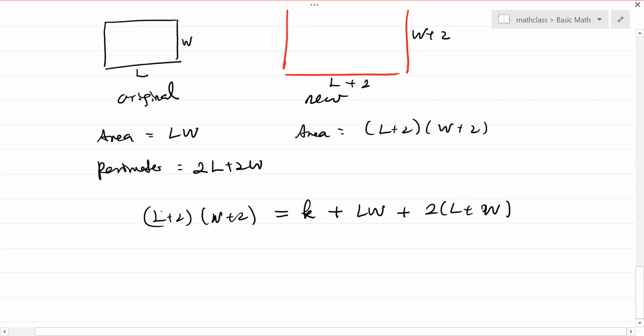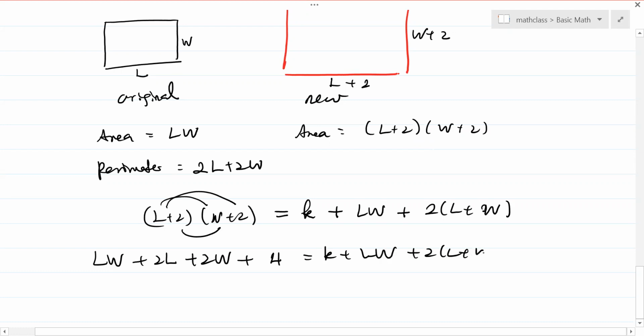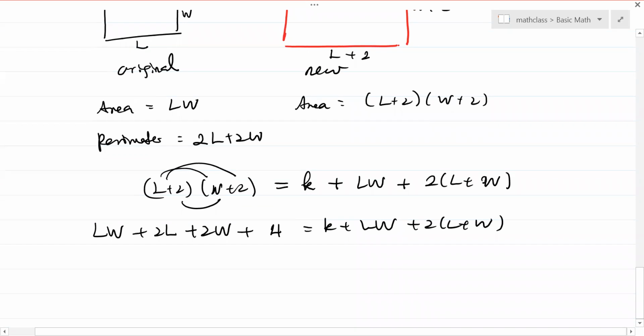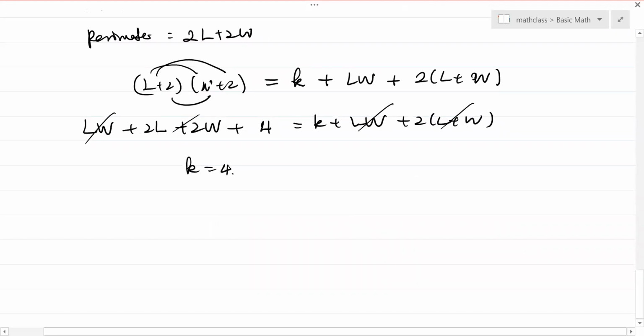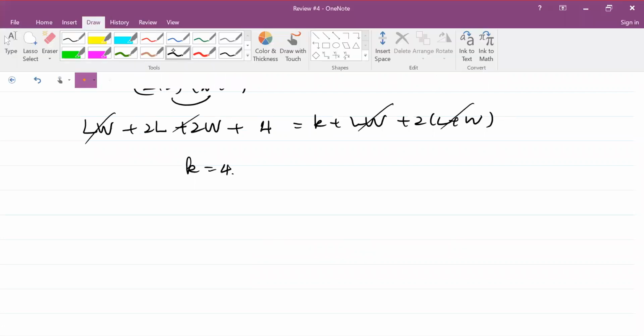So let's do that. So multiply this out, L times W, L times 2, and the 2W, then plus 4, right? This is the left-hand side. And you compare both sides, you will see LW canceled out, 2L, 2W canceled out, K is going to be 4, okay? Now, that reminds me of another problem I would like to try to do here, okay?